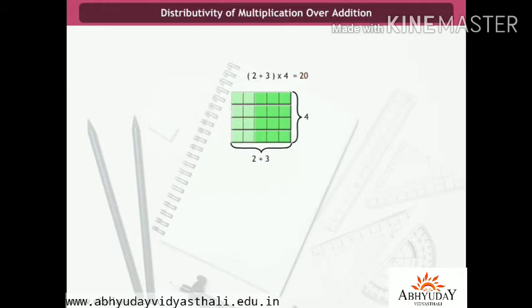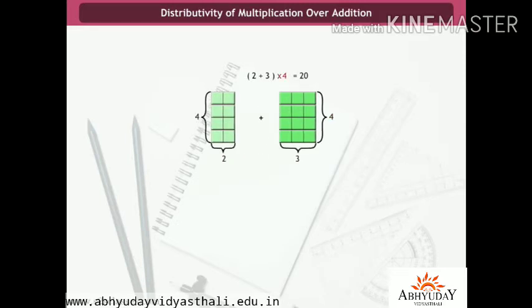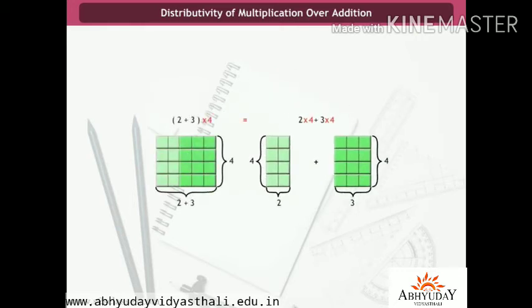From the animation, we can see that the 2 and 3 must both be multiplied by 4. So, we multiply 4 by both the numbers. That is, we distribute the multiplier to each number in the parenthesis. This is called the distributive property of multiplication over addition.